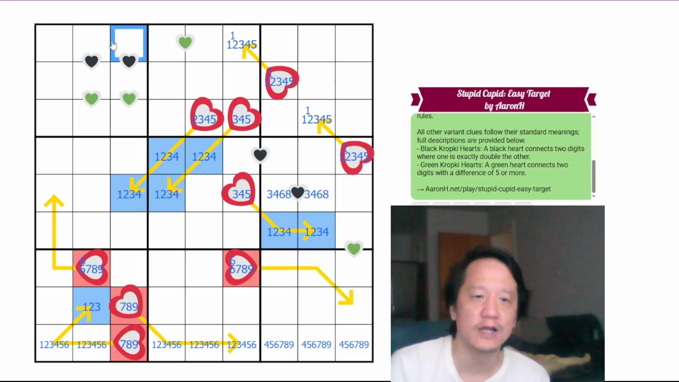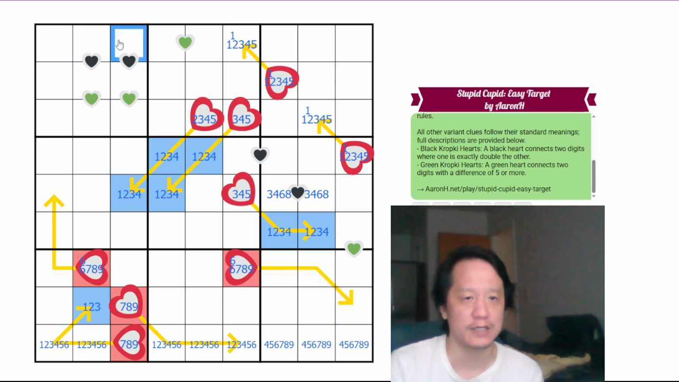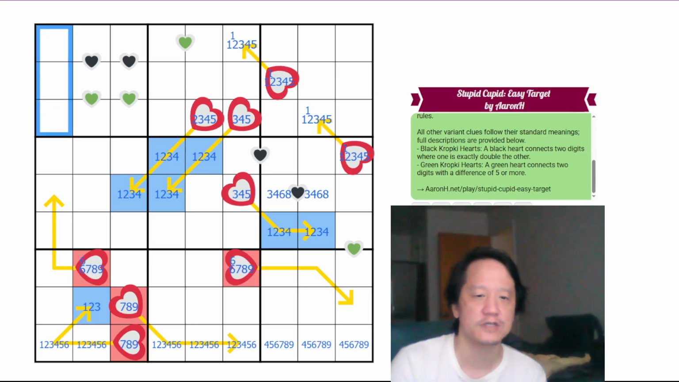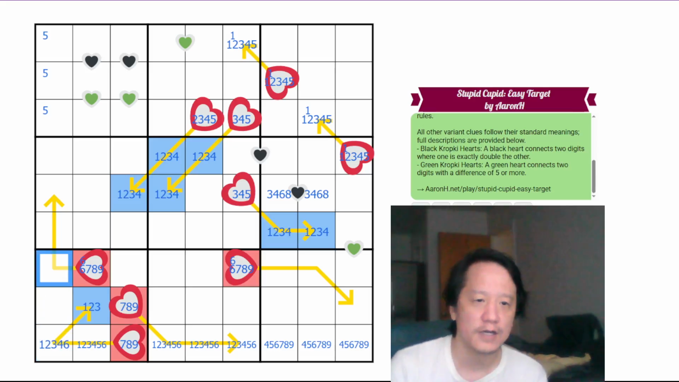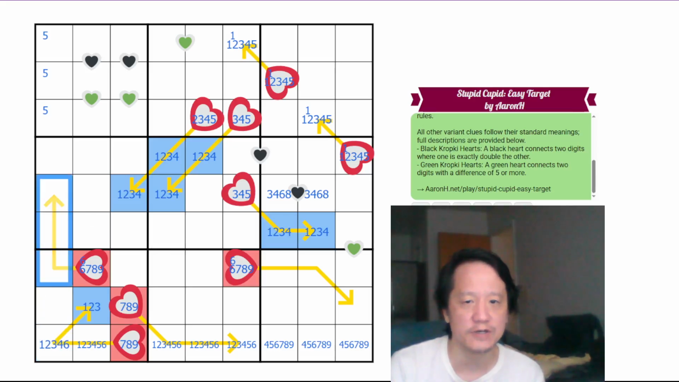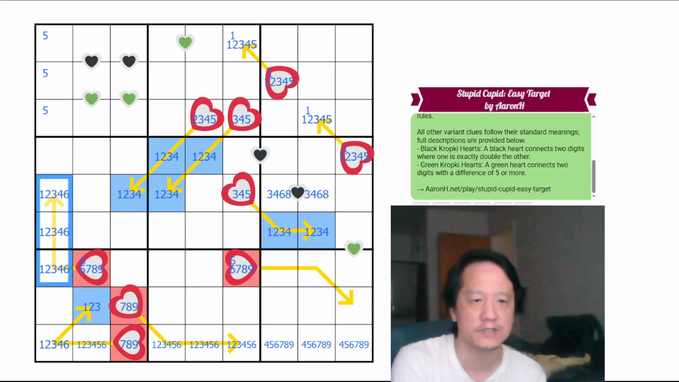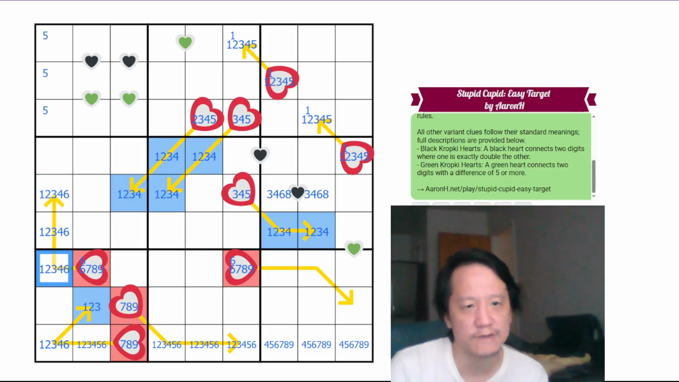So in this upper left-hand box, where is the 5? It can't be next to the black Kropke hearts. It can't be next to the green Kropke hearts. So it has to be one of these digits here. That eliminates 5 in the rest of the column. So this can't be 5. And this has to be some combination of 1, 2, 3, 4, and 6 then, as possibilities.